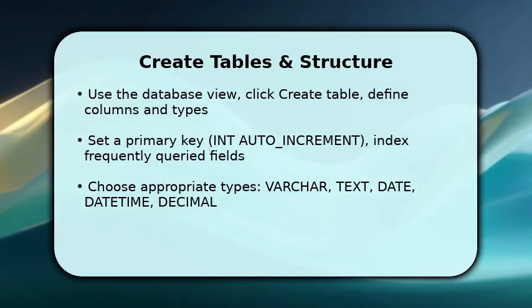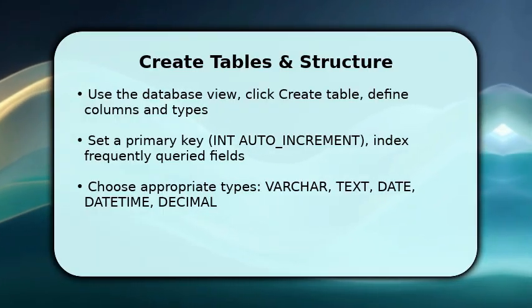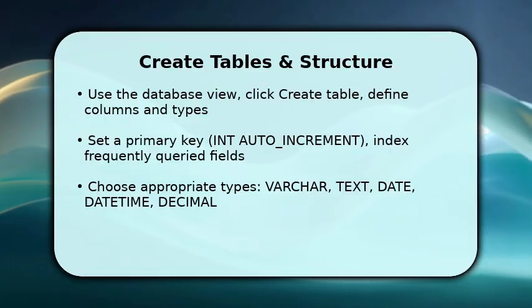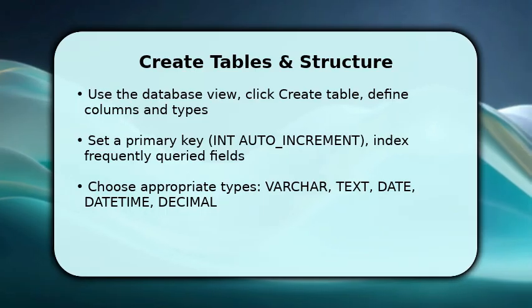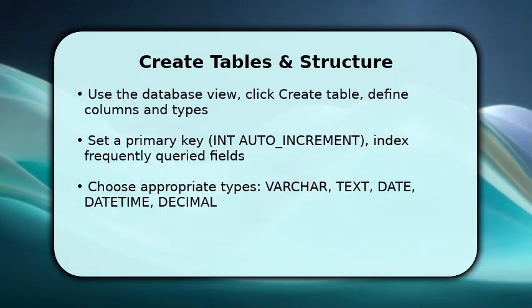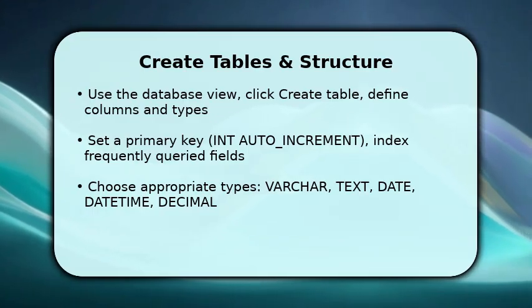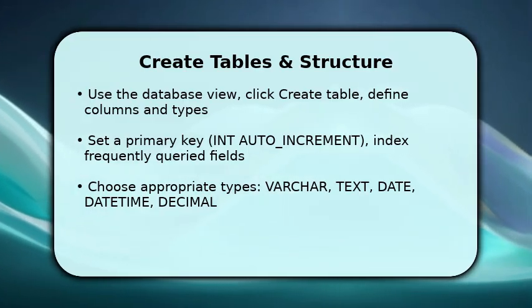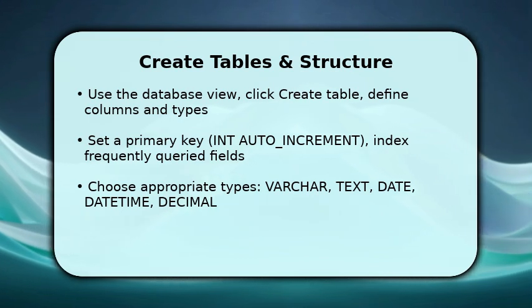Add columns with precise types. Use int for IDs, varchar with sensible lengths for short text, and text for long content. Pick date or datetime for timestamps. Always set a primary key, int with auto increment, and add indexes on columns you will search or join on to speed queries. Once fields are defined, review nullability and defaults, then save the table. This builds the schema your application will use.